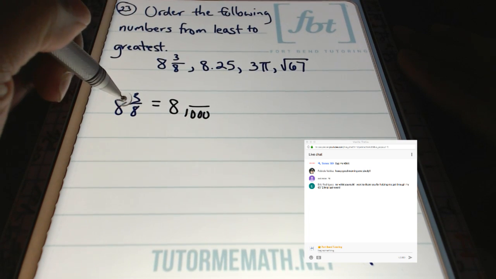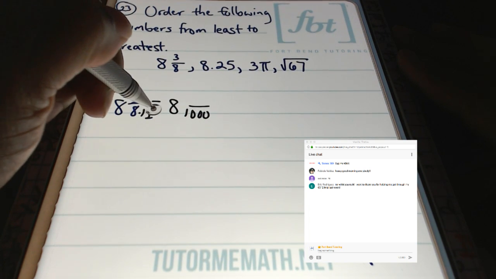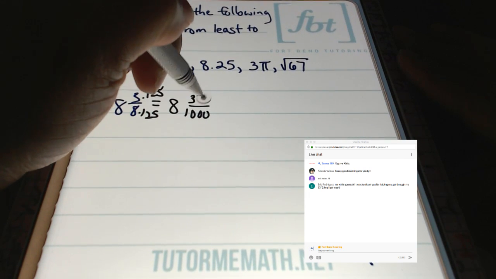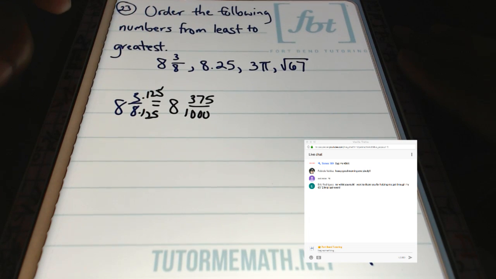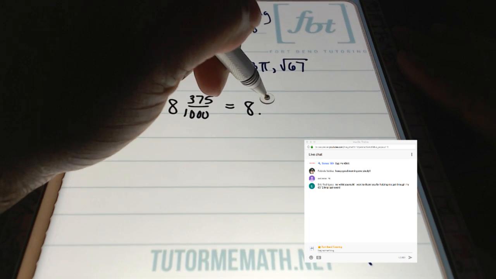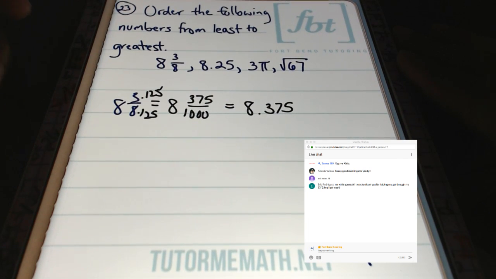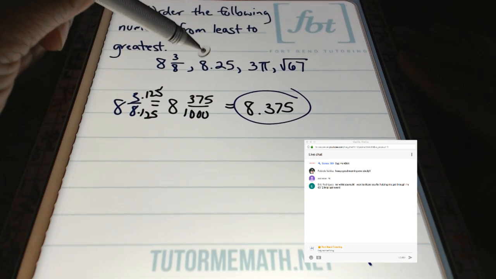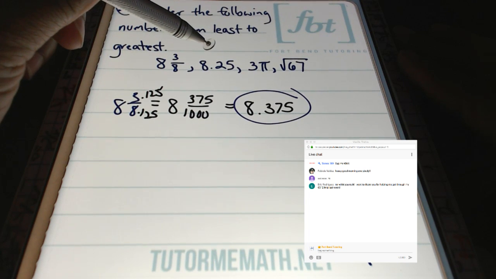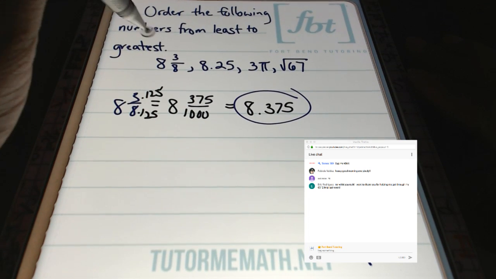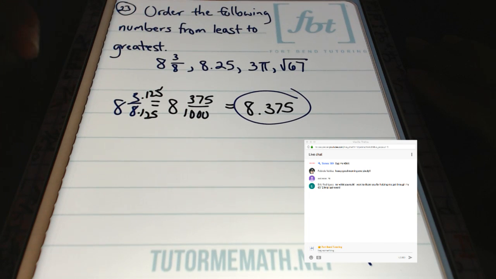In order to get 8 to become 1,000, we had to multiply it by 125. So if I multiply the numerator by 125, we'll get 8 and 375 thousandths. Therefore, the value of the first number in decimal notation is going to be 8 and 375 thousandths. Now we have something to compare alongside the second value that was given to us, which is the 8 and 2500ths. So we'll leave this exactly as it is because now we have confirmation that the first value is larger than the second value.